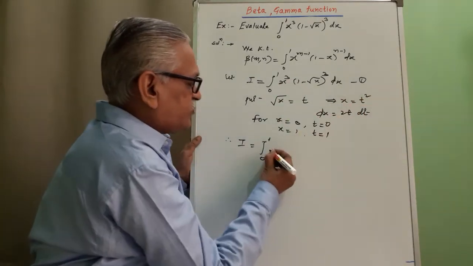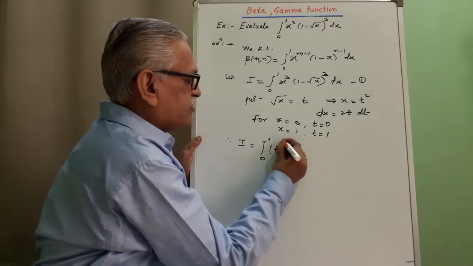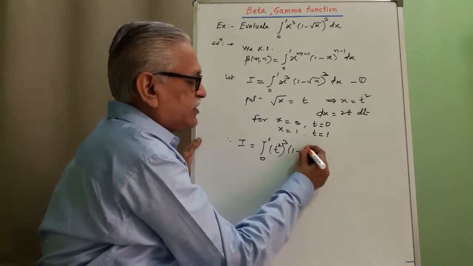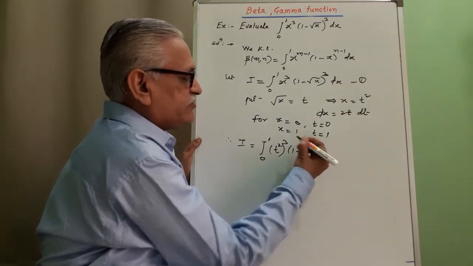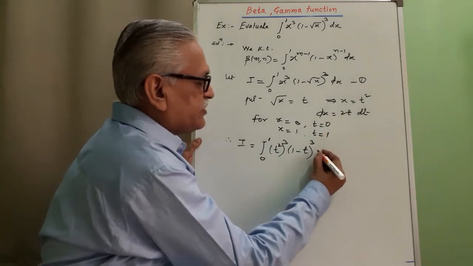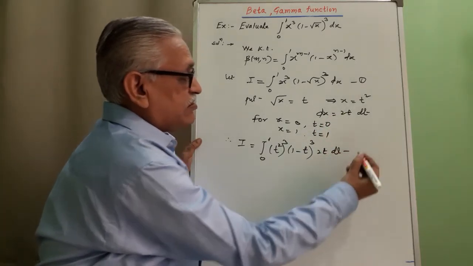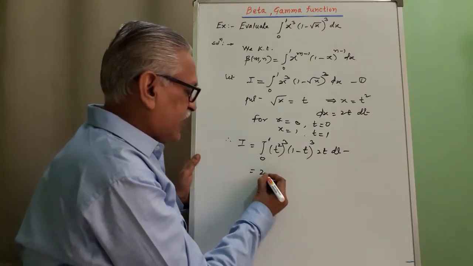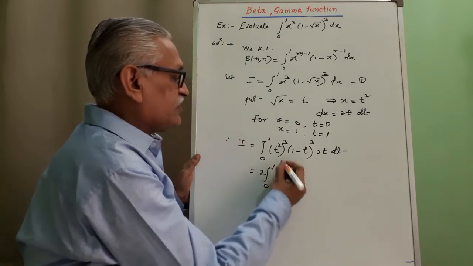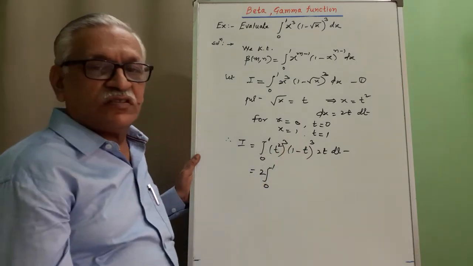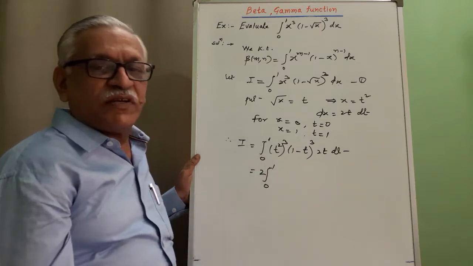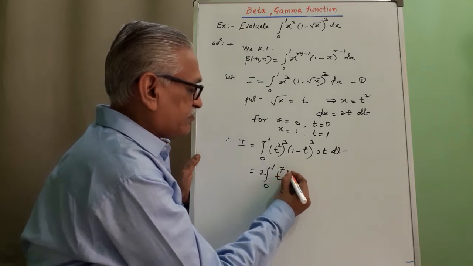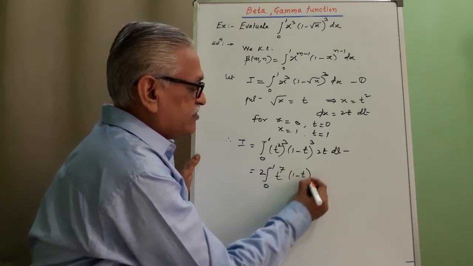x cubed, with x as t squared, is t squared cubed, times (1 minus root x), but root x is nothing but t, raised to 3, and dx is 2t dt. The constant term I can take outside the integral sign, therefore it is 2 times the integral from 0 to 1 of t raised to 6, and one more t, therefore t raised to 7, times (1 minus t cubed).